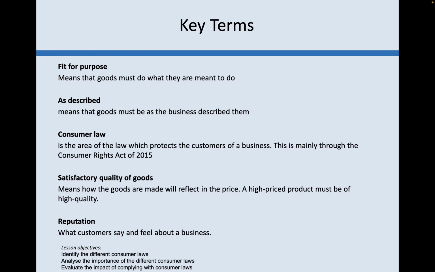So if we buy a jumper for £5 from Primark and then we wear it for 6 months and then it shrinks or something, really that's probably satisfactory quality because you paid such a low price for it. But if you spend £200 on a Gucci jumper and you wear that for 6 months and then it shrinks in the wash or something, I don't think that's good satisfactory quality considering the price that you paid for it. So satisfactory quality is a way up between the level of quality and the price that you paid for it. Reputation is what customers say and feel about a business.